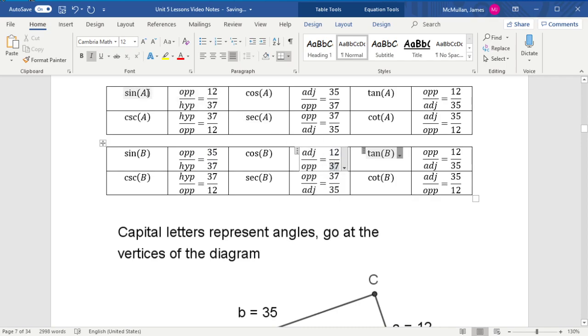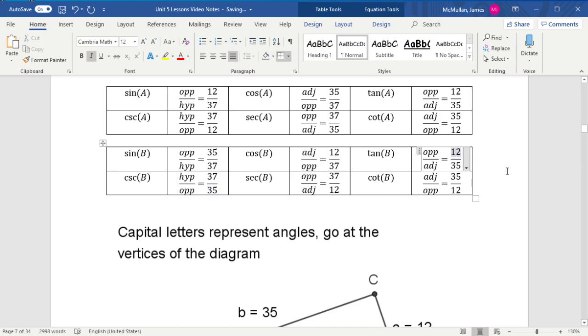Do you notice how one angle's sine is the other angle's cos? And this angle's sine is this angle's cos, right? They kind of swap with one another. Here, of course, we just flip it over, so we get 37 over 35. Here we get 37 over 12.